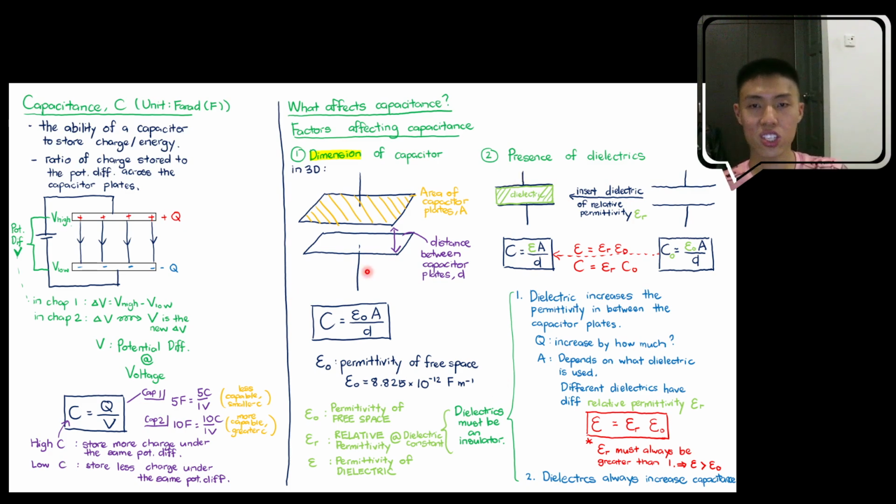You cannot change the value of capacitance by increasing the battery. If you change to a 10 volt battery or a 100 volt battery, the capacitance is still the same. You cannot do anything outside the capacitor to change the capacitance. To change it, you can only do something to the capacitor itself: change the area, reduce or increase the distance, or put something in between the capacitor plates.